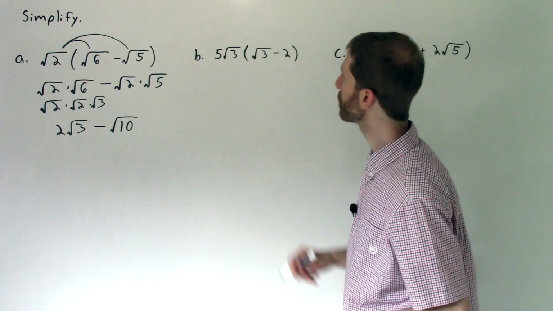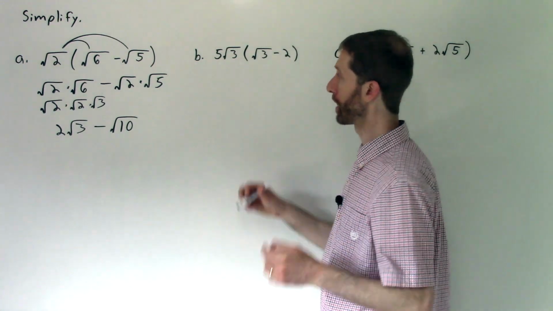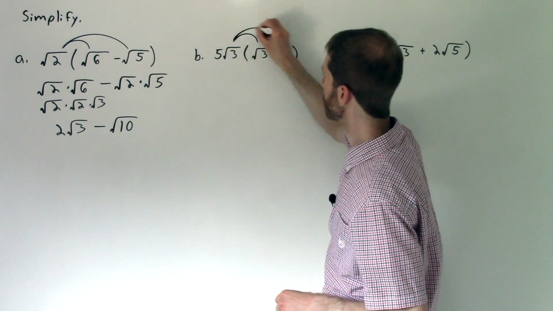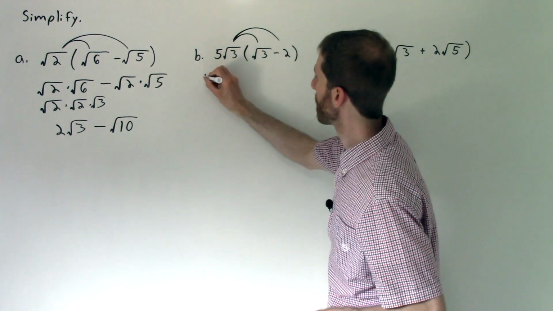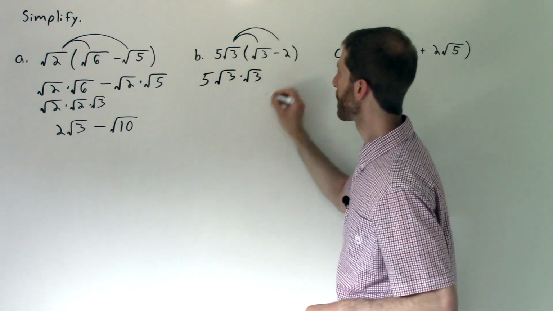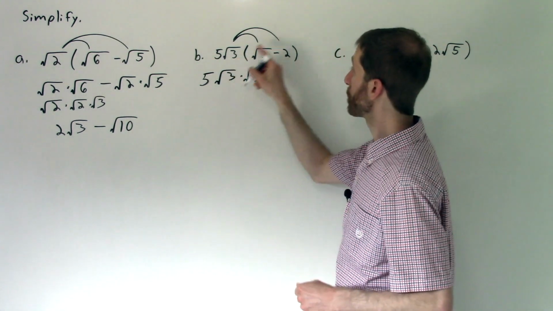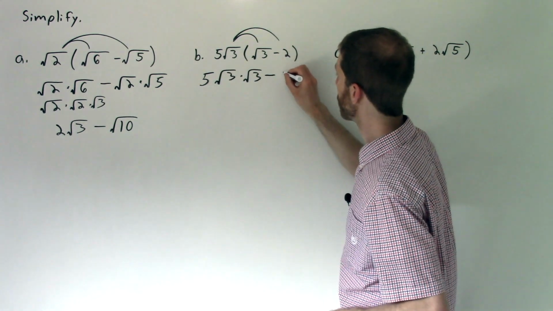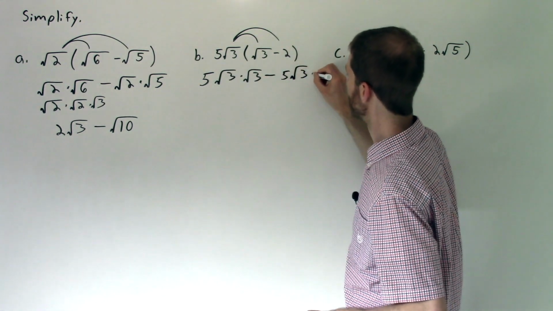Okay, 5 root 3 times the quantity root 3 minus 2. Again, we are going to distribute. 5 root 3 times root 3, I'm going to write that out, even though you might be able to look at that and do it mentally. More on that in a second. 5 root 3 times minus 2, so it's minus 5 root 3 times 2.